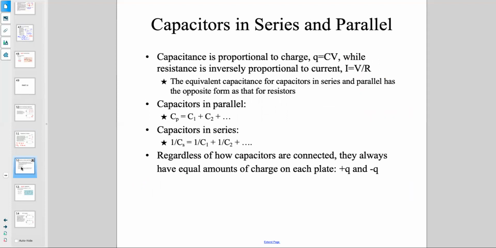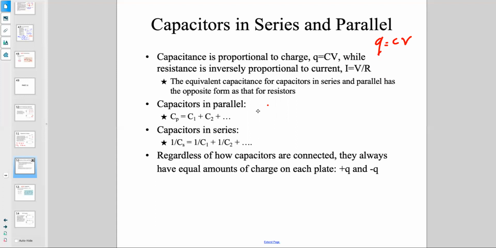Capacitance is proportional to charge. We know that Q is equal to CV, so the charge is C times V. While resistance is inversely proportional to current, so I is V over R, we know from Ohm's law. The equivalent capacitance in series and parallel is the opposite of that for resistors. In parallel, you add them up.